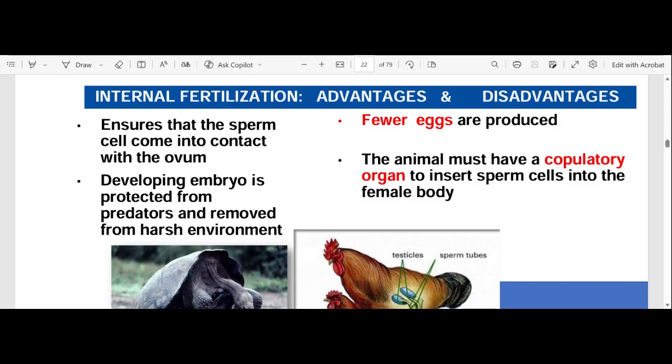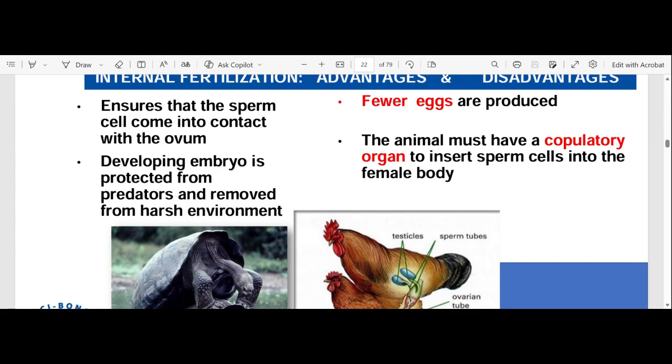The second point is that the developing embryo is protected from predators and removed from harsh conditions. Obviously, it's happening inside the mother's body, so the developing embryo and the gametes are protected from the predators, so they cannot be intercepted by predators unless the predators eat the mother. So there are higher chances of fertilization as compared to external fertilization.